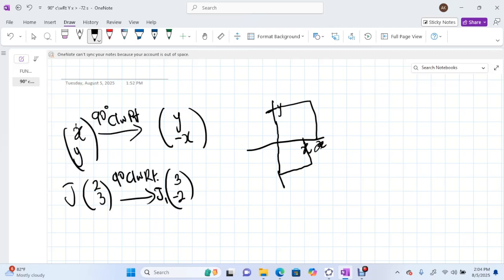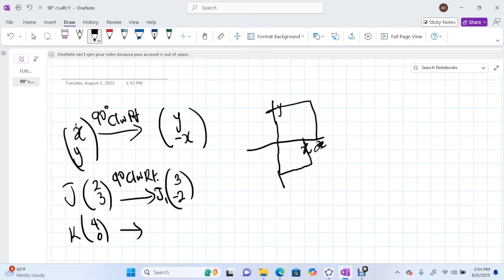That same way, we have the point K, which was 4, 0, right? Oh, sorry. It was 4, 0, like this. So if we perform a 90 degrees clockwise rotation, then it's going to map to K1, which is going to be, the 4 is going to be down here, and it's going to be negative. And the 0 is going to be up here. So it's going to be 0, negative 4.